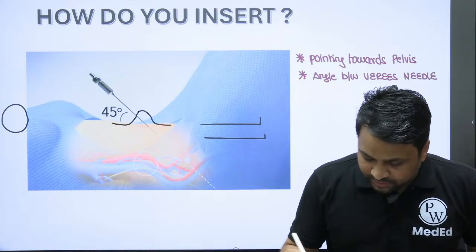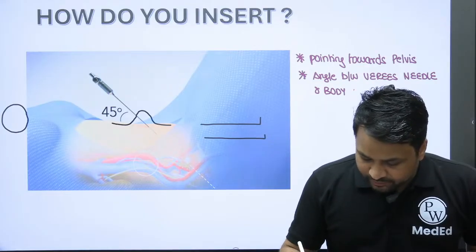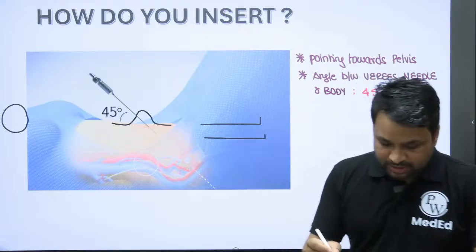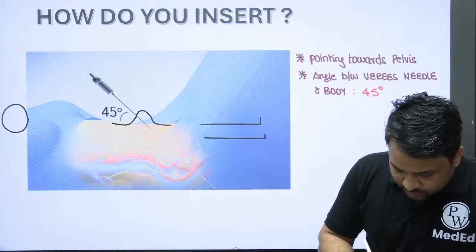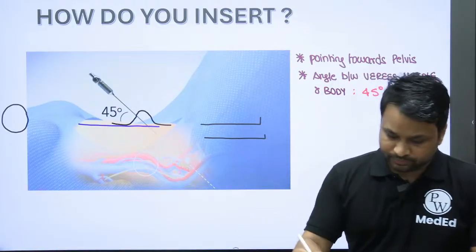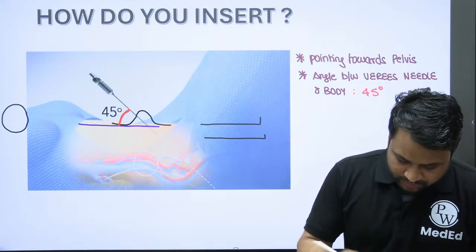The angle between the Veress needle and the body is going to be 45 degrees, right? You can see between the body... So this is the axis where you're taking the body. So this is the body axis. So between the body and the needle, it is going to be 45 degrees.